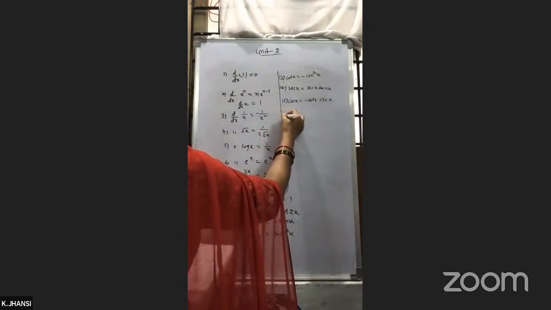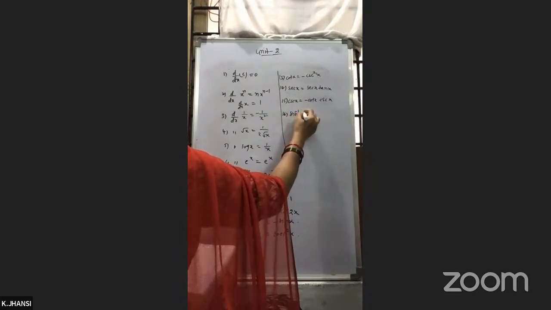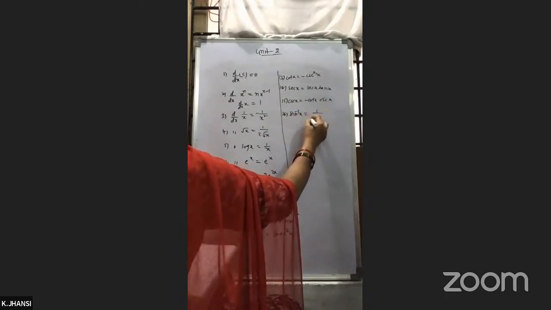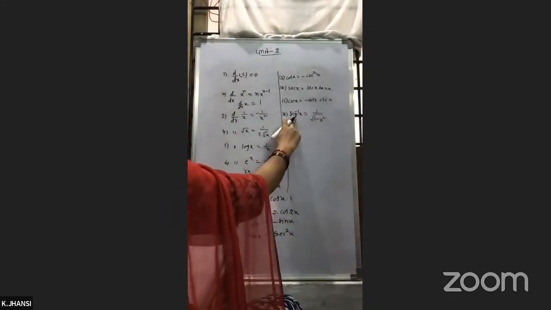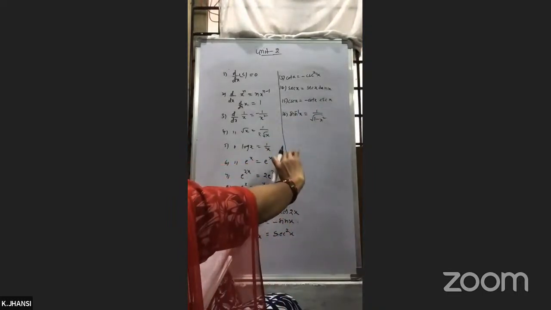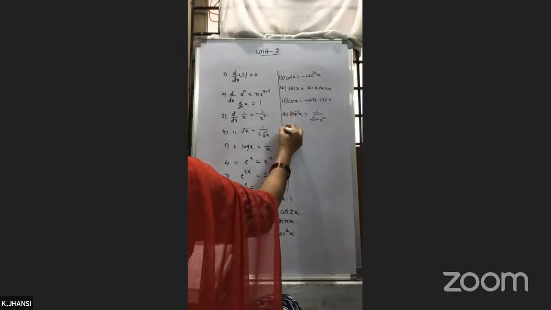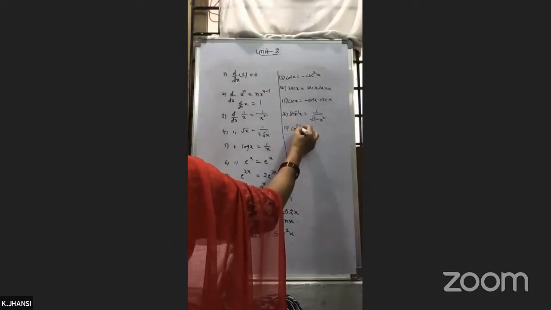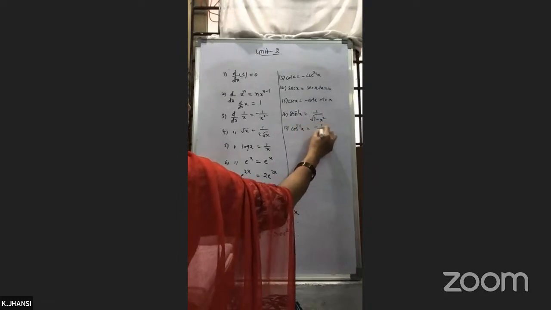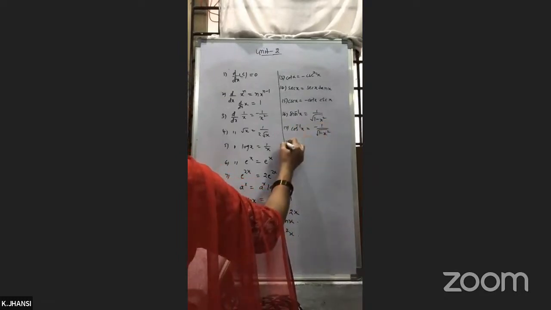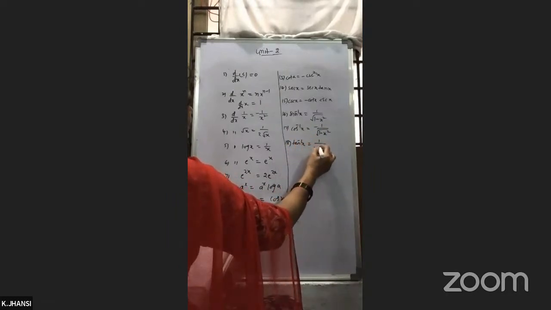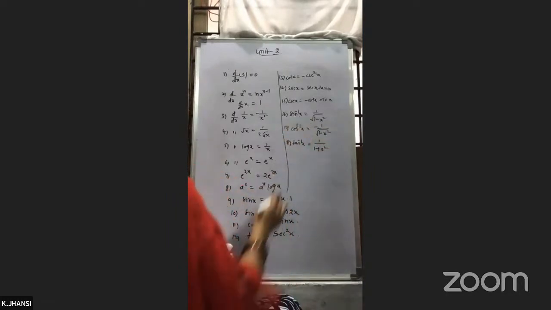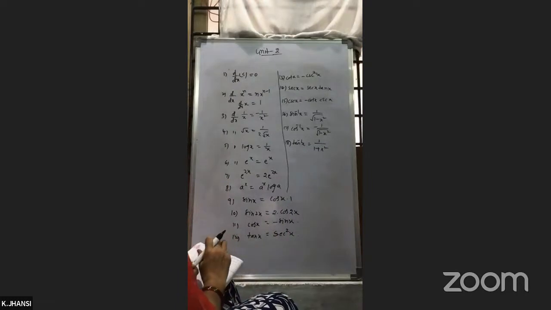Next, the 16th one, sine inverse x. Sine inverse x gives 1 by root of 1 minus x square. These are called inverse trigonometric functions. Okay, these are also very important. For cos inverse x, you will get just a negative sign, minus 1 by root of 1 minus x square. And tan inverse x gives 1 by 1 plus x square. Sine and tan you will use regularly in solving problems.